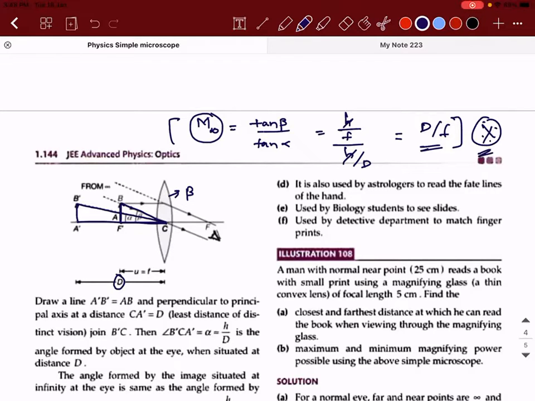So what is the difference? In the previous case, it was 1 plus D by F. In this case, it is only D divided by F. So you should know which formula to use under which scenario.